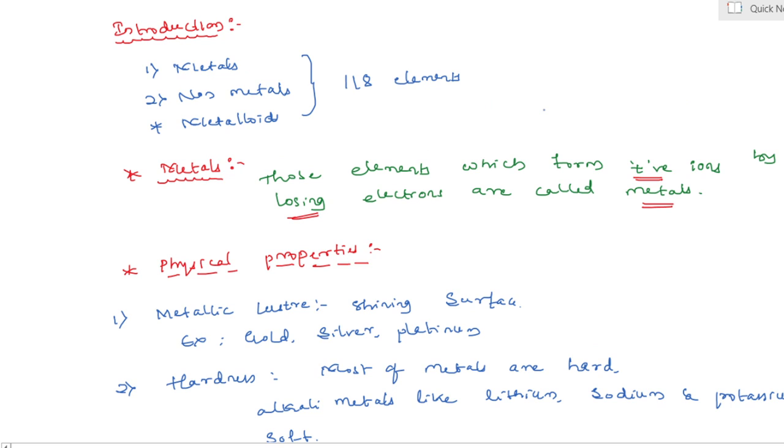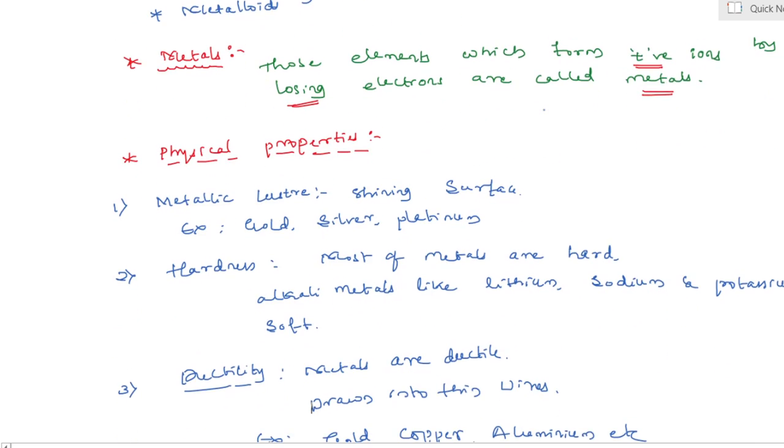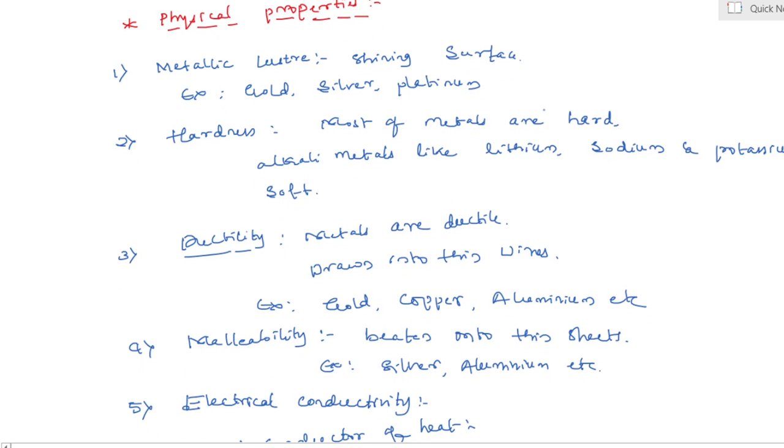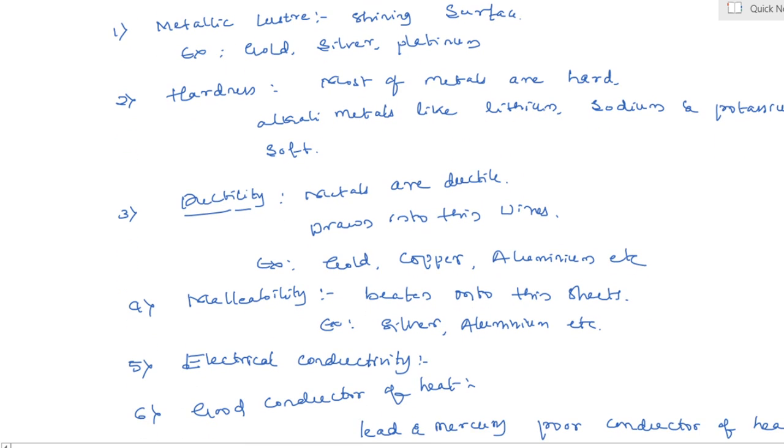Let us see what is meant by metals. Those elements which form positive ions by losing electrons are called metals. Yes, physical properties. The first physical property: metals have metallic luster. It means they have a shining surface. Good examples are gold, silver and platinum. The second physical property is hardness. Most metals are hard, but there are some exceptions. Alkali metals like lithium, sodium and potassium are soft and can be cut with the help of a knife.